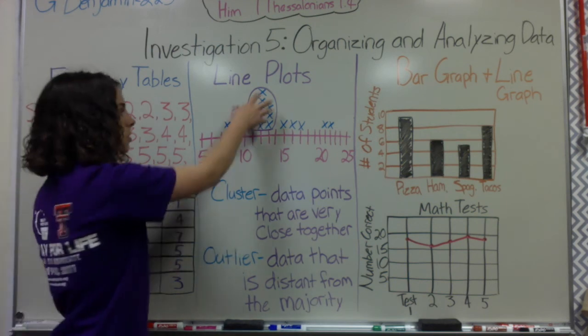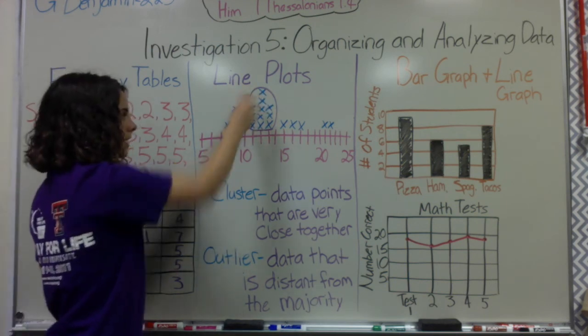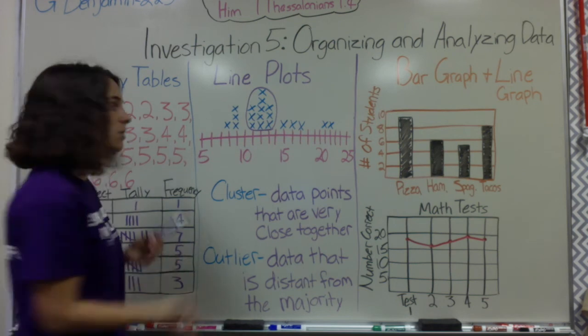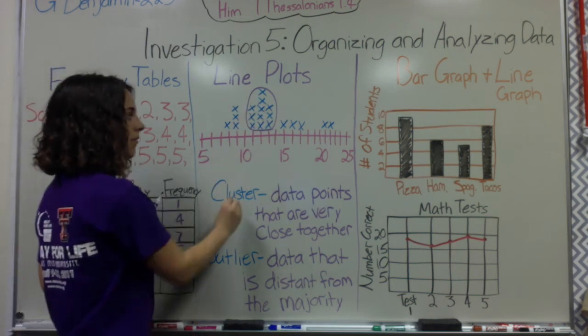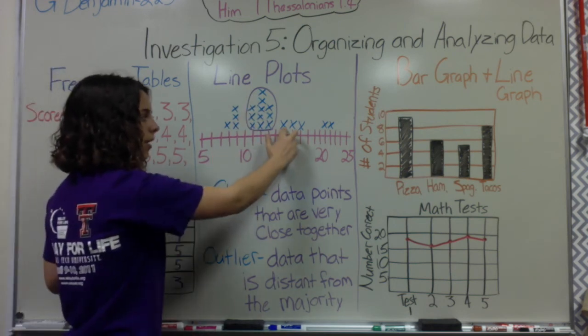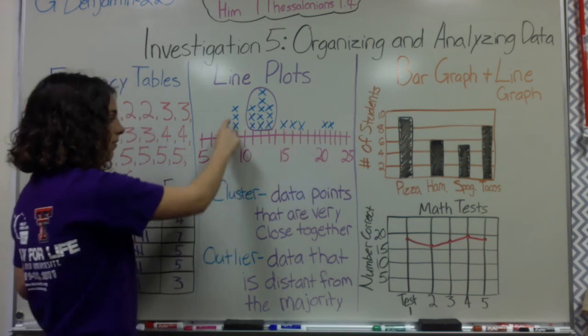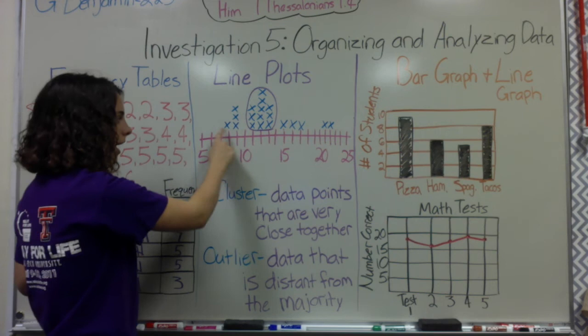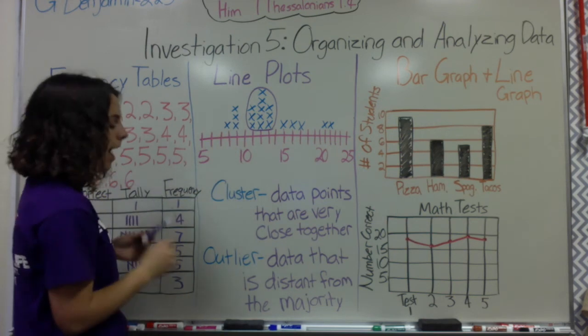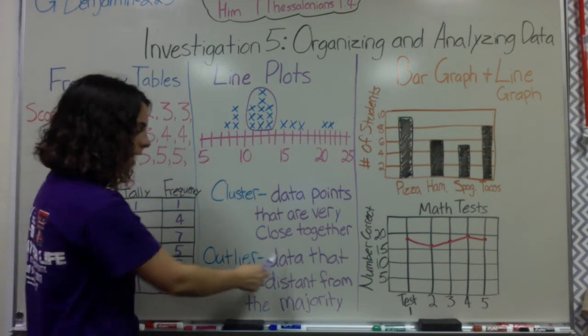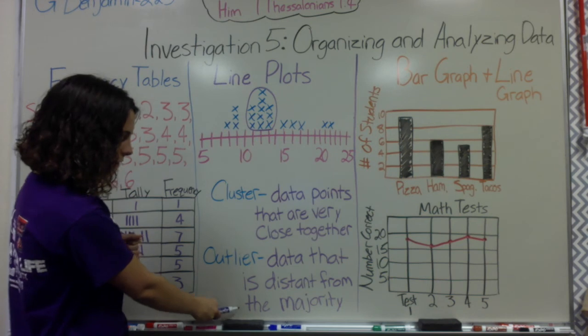So there's a group of data points that are all very close together, and it's a lot of them, which makes it a little bit different than a cluster right here where you have one of 15, 16, and 17, or a few of 9 and 8. Then we have what's called an outlier. It's a data point that is distant from the majority.